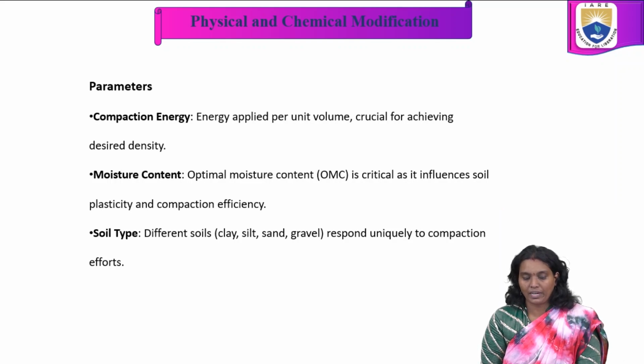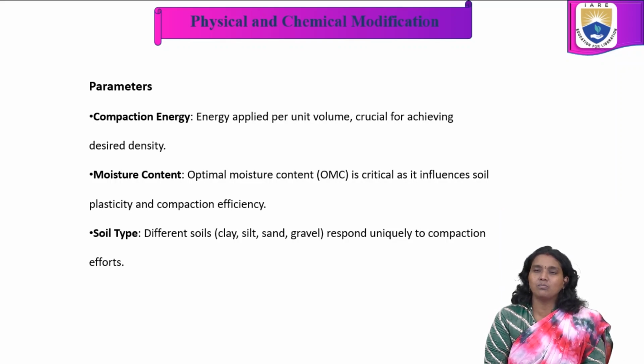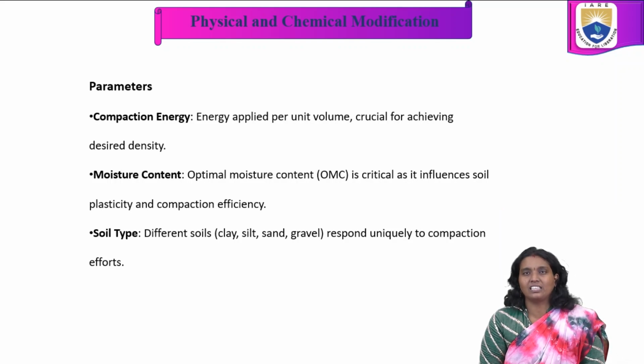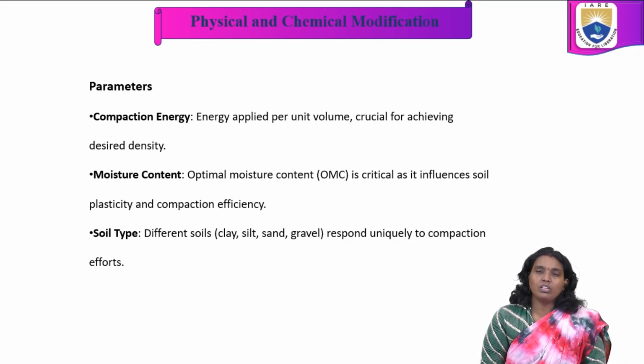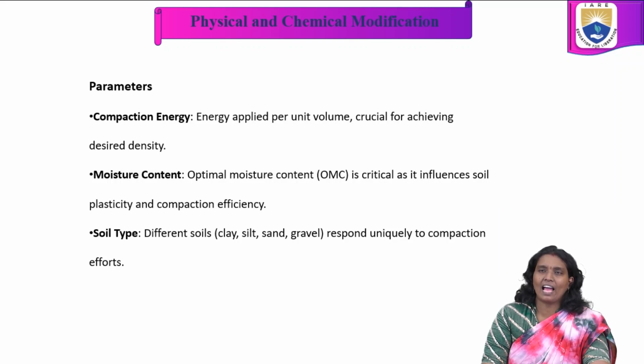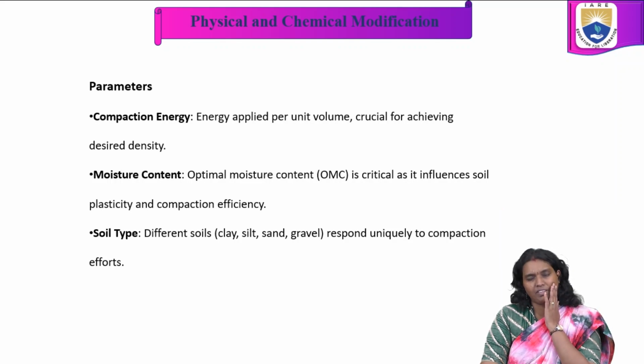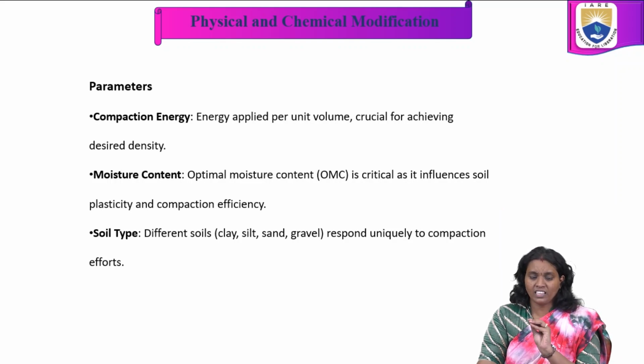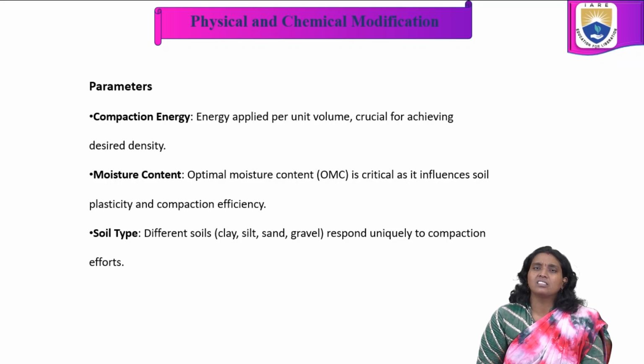The parameters we are going to understand in this modification are compaction energy, which is the applied energy per unit volume, crucial for achieving desired density. Now moving to moisture content: optimal moisture content is critical as it influences soil plasticity and compaction efficiency. In soil plasticity, whenever plasticity is reduced, it increases the soil strength.